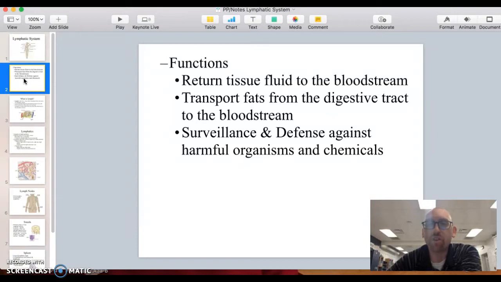The lymphatic system also helps transport fats from the digestive tract to the bloodstream, and it plays a very important role in your surveillance and defense against organisms and chemicals. We're going to talk about your lymph nodes, and you have a bunch of them in your neck that swell when you get sick, because they're actually filtering out a lot of the bacteria, germs, or viruses, and they play an important role in that aspect.